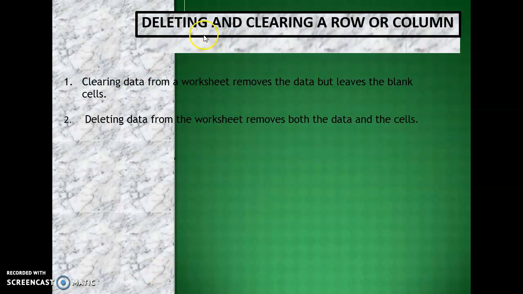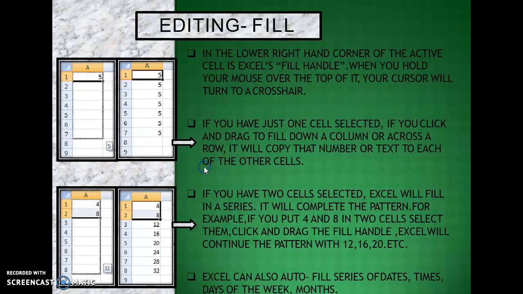How to differentiate between clearing data and deleting data? There is a difference between deleting and clearing a row or column. Clearing data from a worksheet will remove the data but leave the blank cells. The cells still exist. However, when you delete the data from the worksheet, we remove both the data and also the cells. This is the difference between clearing and deleting.